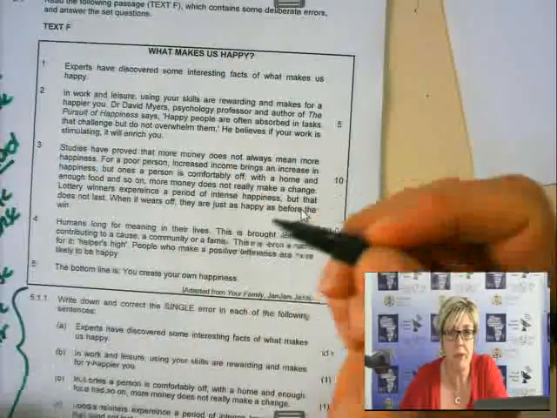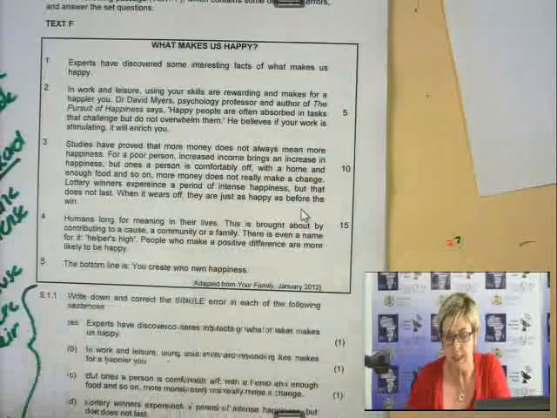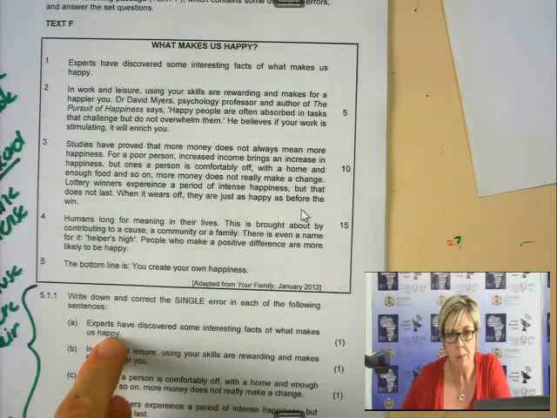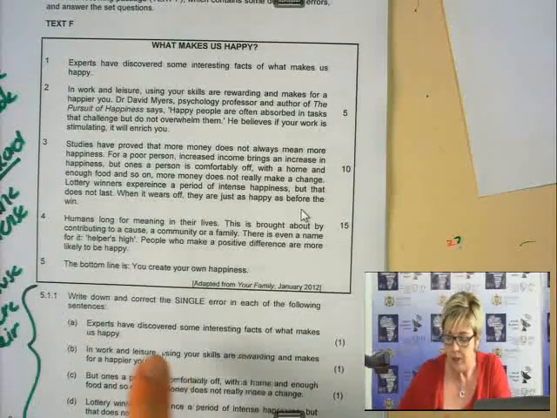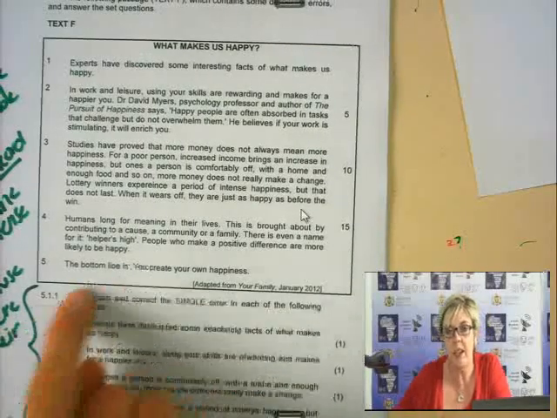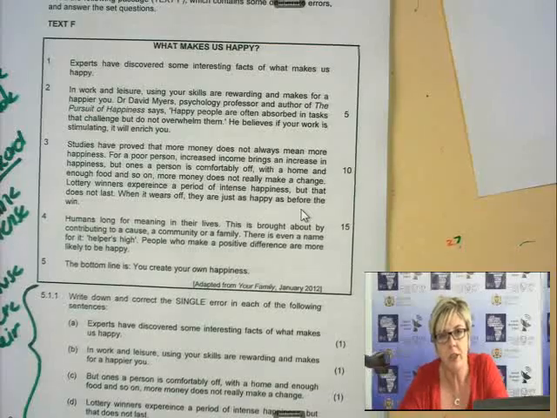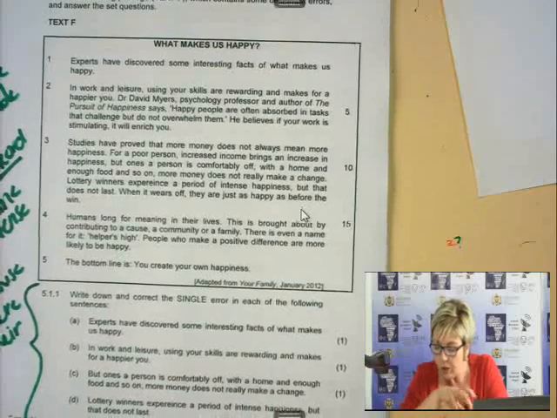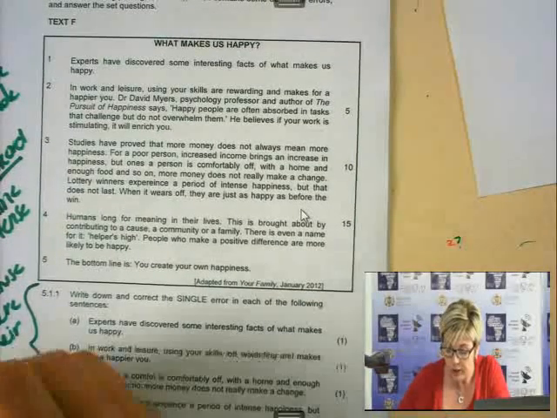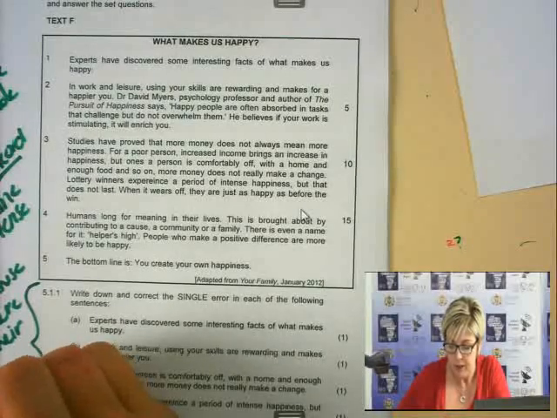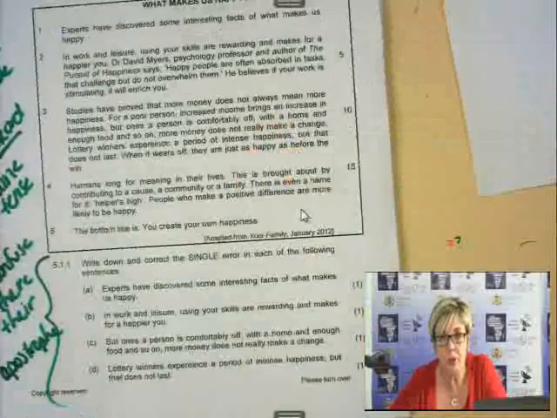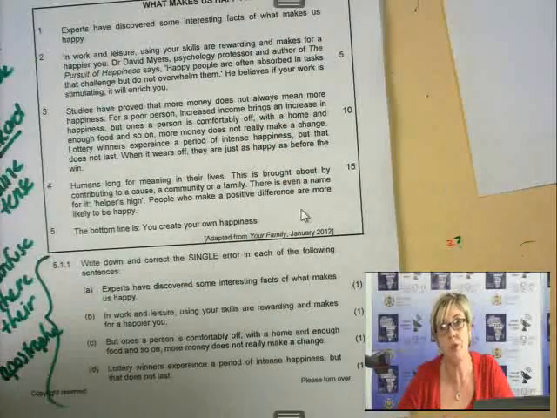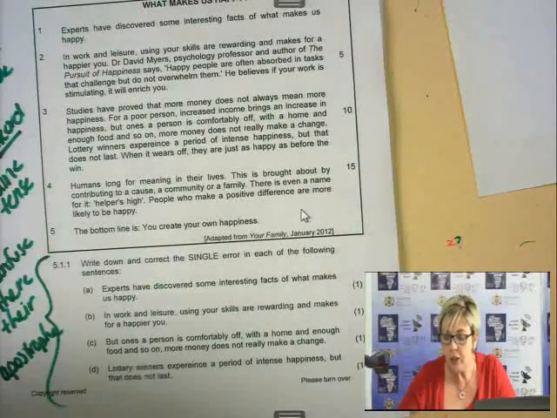Now, tenses is something terrible, but do they keep in the same tense? If they start in the present tense, then the rest of the sentence should also be in the present tense. If they start in the past tense, the rest of the sentence should also be in the past tense. And the last thing, apostrophe. Did they put an apostrophe where there should be an apostrophe, or did they put the apostrophe in the wrong place? Those are a few things.